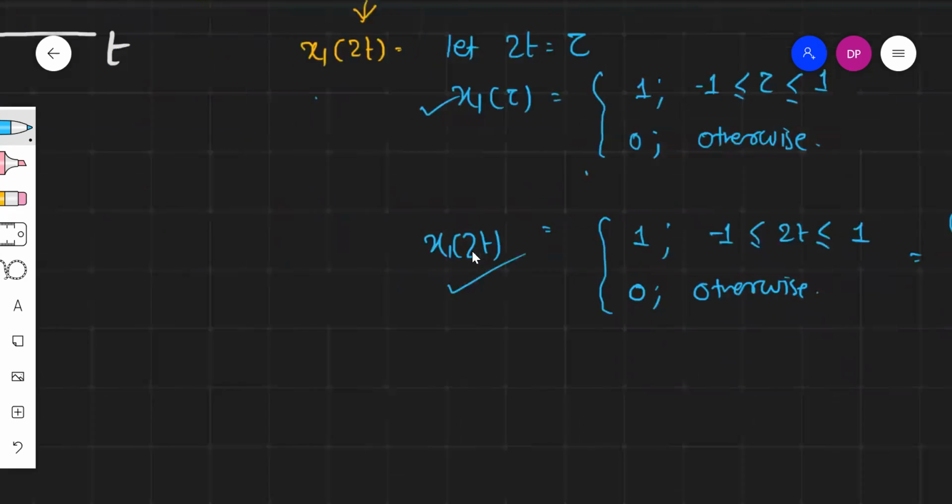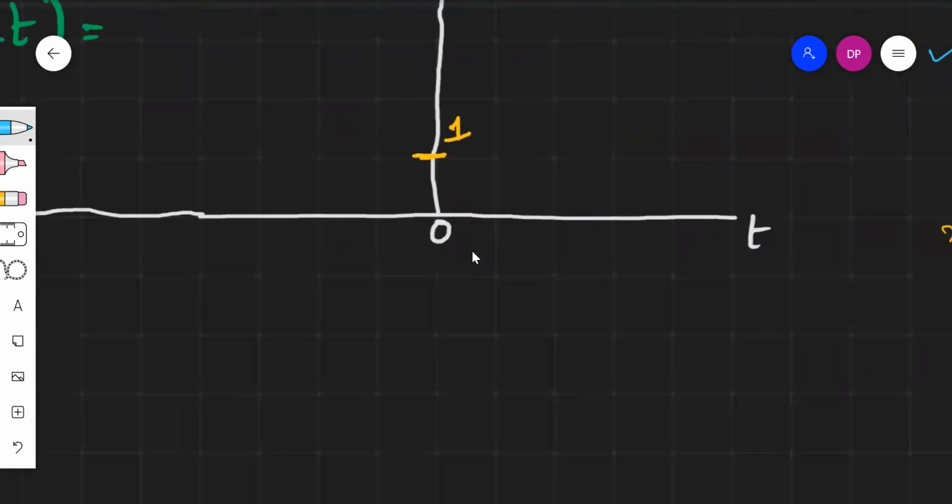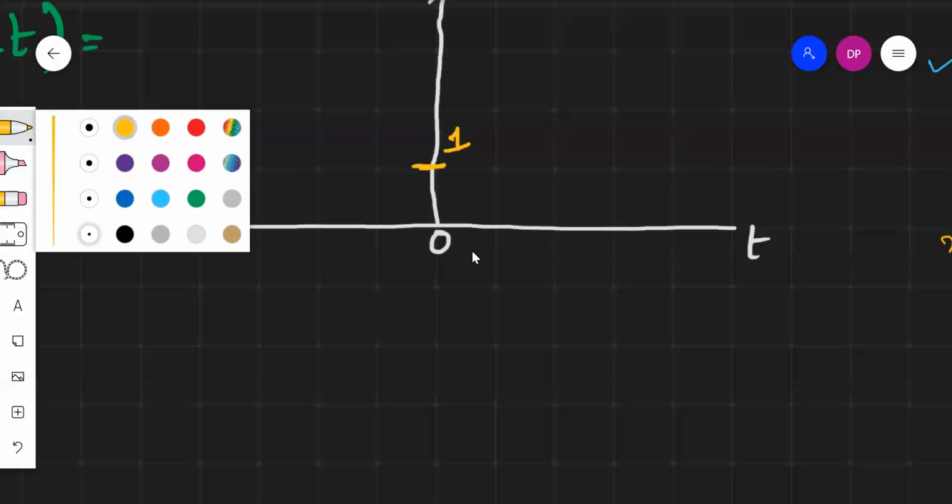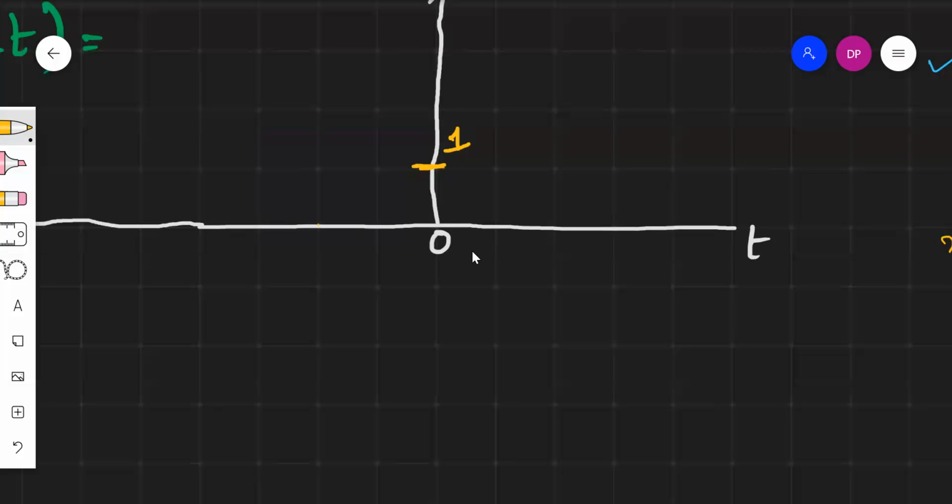So let's go to our plot that we have done here. How will it look like? This was 1, -1, and this was +1, and obviously this point is -0.5.